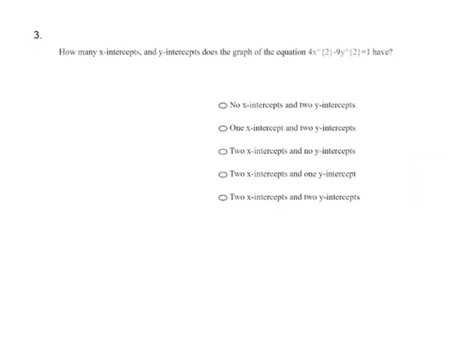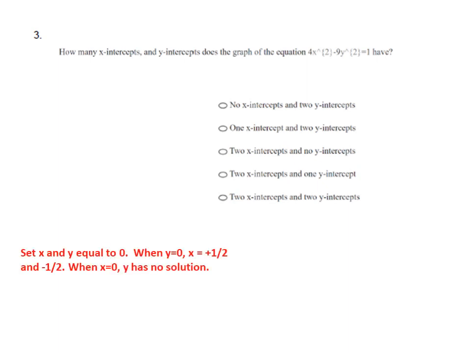Third question. How many x-intercepts and y-intercepts does the graph of the equation 4x squared minus 9y squared equal to 1 have? So there are 5 options. To find the x-intercept and y-intercept, we can set x equal to 0 and find y, or we can set y equal to 0 and find x. Let us do it shortly.